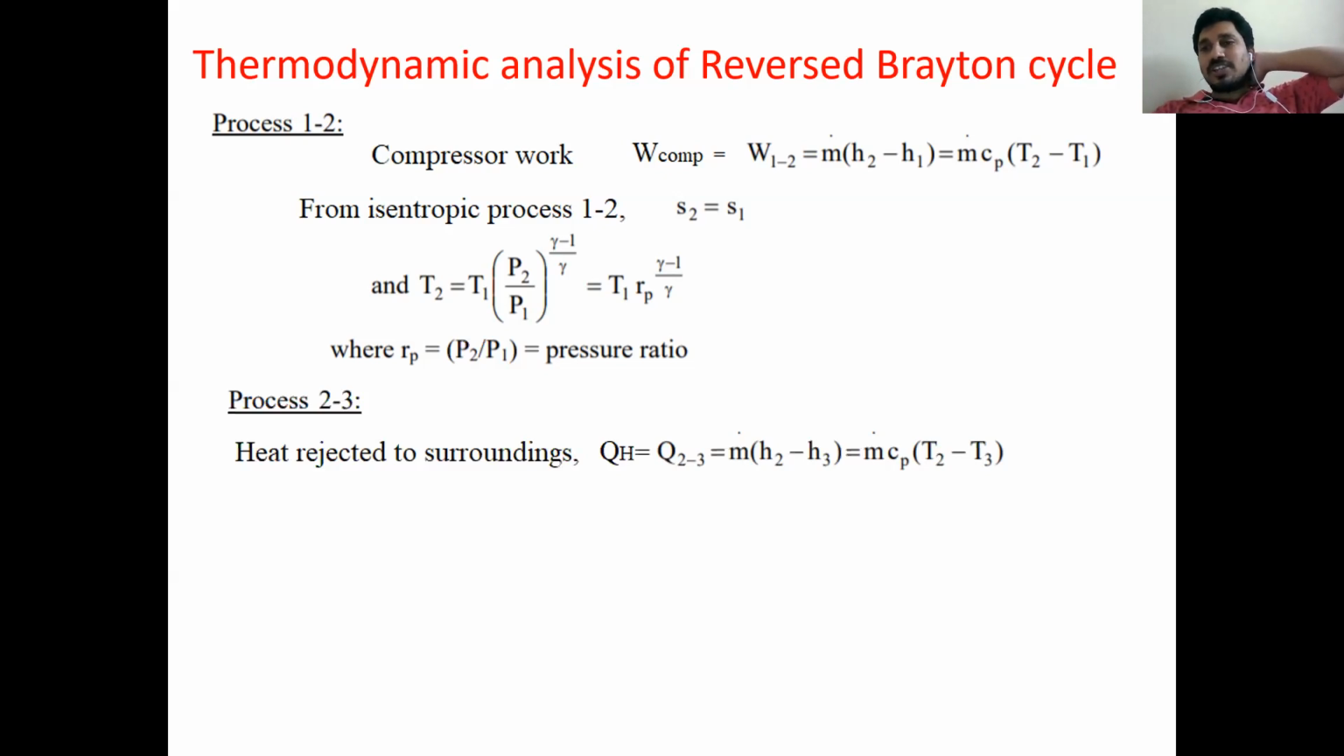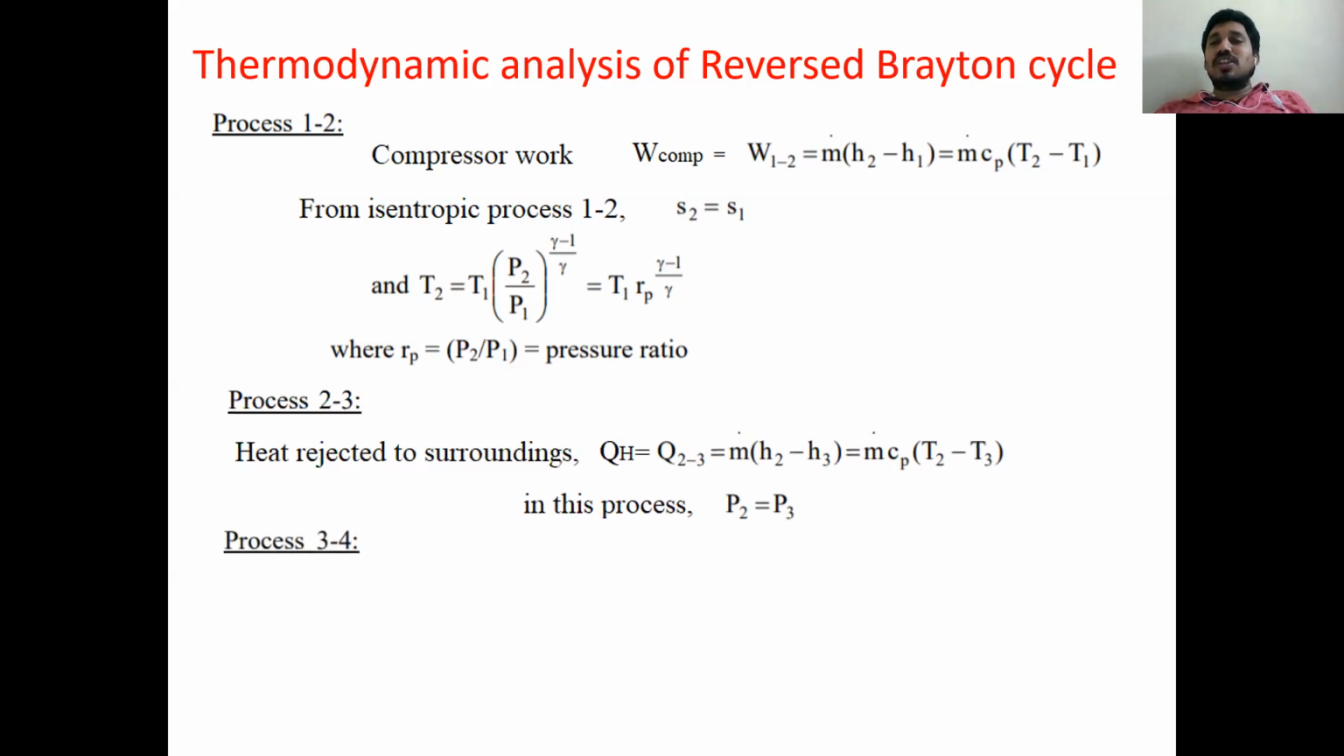Delta T means section 2 minus section 3. m Cp delta T, m Cp (T2 minus T3). This is the amount of heat rejected from the system to the surroundings. Here I already told you pressure is constant from P2 to P3, no change here. P2 is equal to P3.